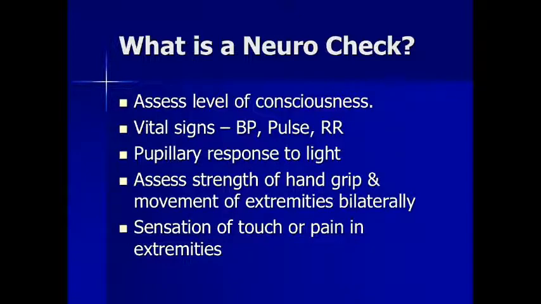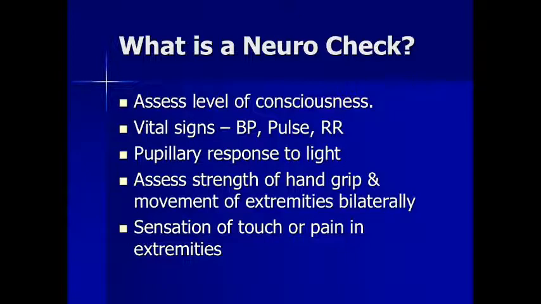The fourth point in a neuro check is to assess the strength of hand grips and movement of extremities bilaterally. You always want them to squeeze your hands at the same time. Never give patients your full hand to squeeze. Take your pointer finger and your middle finger and wrap them around each other, and then give the patients those two fingers and have them squeeze. This way you won't have that chance of having your hand squeezed too hard and suffering damage.